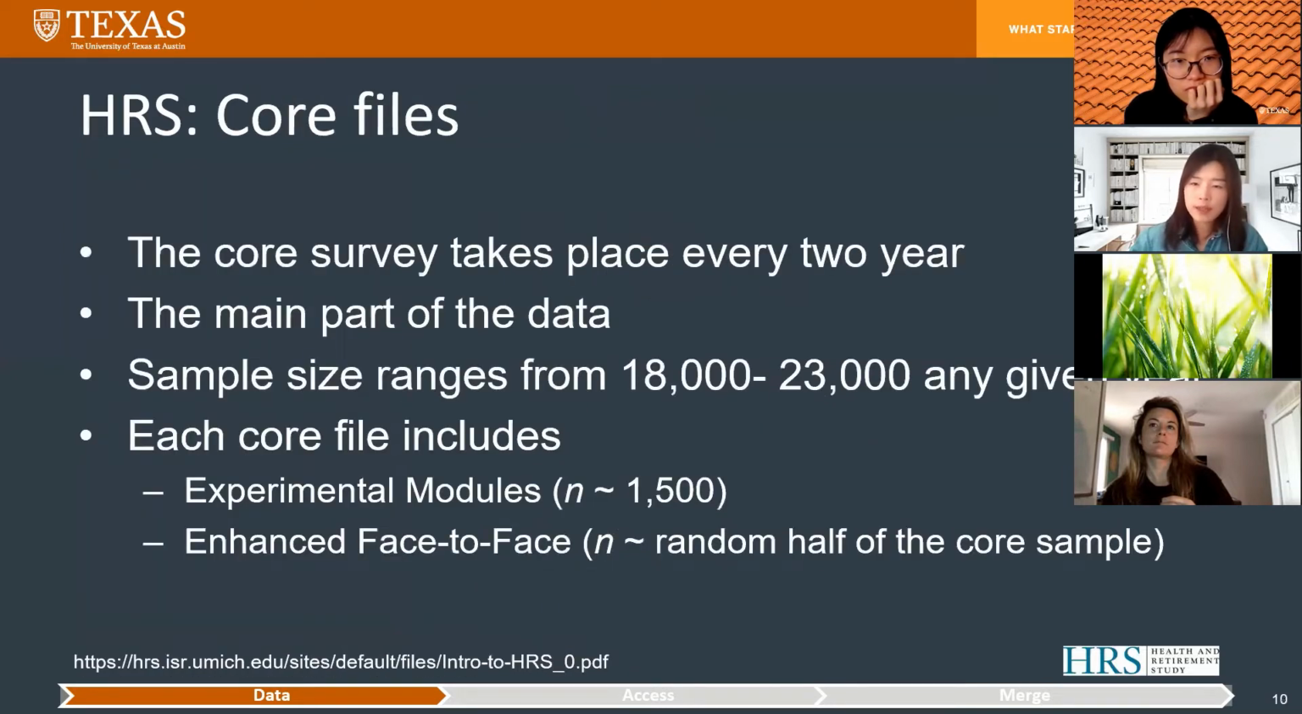The core survey takes place every 2 years, and this is the main part of the data. Sample size ranges from 18,000 to 23,000 in any given wave. HRS puts a lot of effort into asking the same or at least comparable questions over the study waves, but each core is not identical. Each core file also includes experimental modules and enhanced face-to-face questions, which were asked to a subsample of the core respondents, and I'll explain this in more detail later.